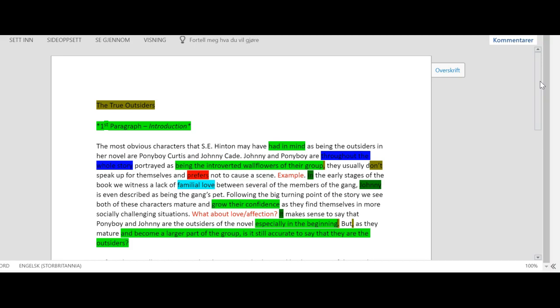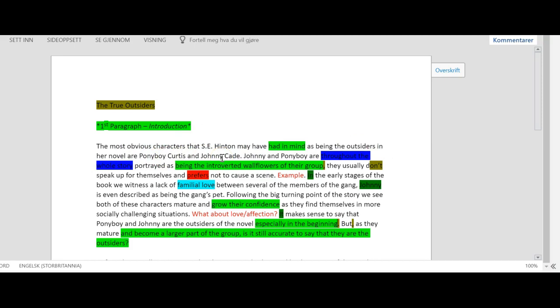S.E. Hinton may have had in mind as being the outsiders in her novel are Ponyboy Curtis and Johnny Cade. If you put a verb phrase like this into Power Thesaurus, you would probably find a more precise verb. And sometimes when you have longer sentences, you want to make sure that you are precise in your vocabulary. Those words that you can simplify, rephrase, you want to do that. So how about the verb to consider? The most obvious characters that S.E. Hinton may have considered as being the outsiders in her novel are Ponyboy Curtis and Johnny Cade.